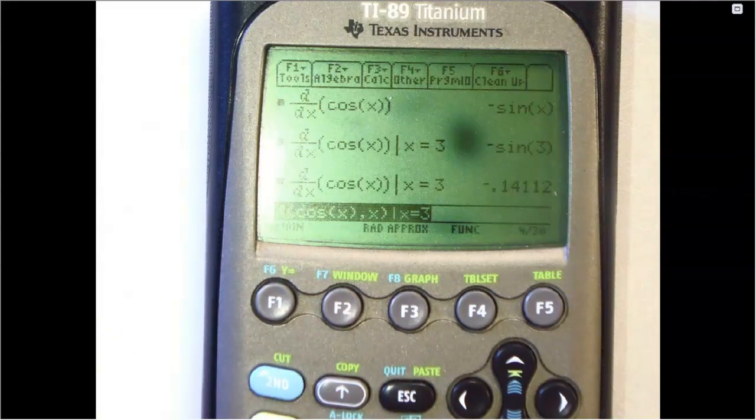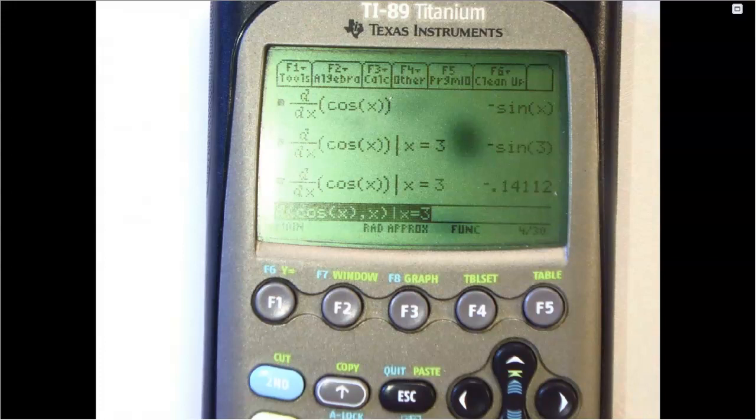Exact or approximate? So exact will give you the exact sine of 3, and approximate will give you a decimal. Sometimes you'll do a multiple choice and the answer's a decimal, and you want the approximate. And sometimes the answers are like sine of 2. Then you want exact, you know what I mean? It kind of depends.